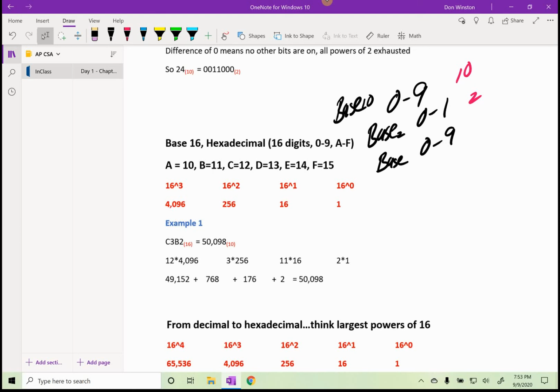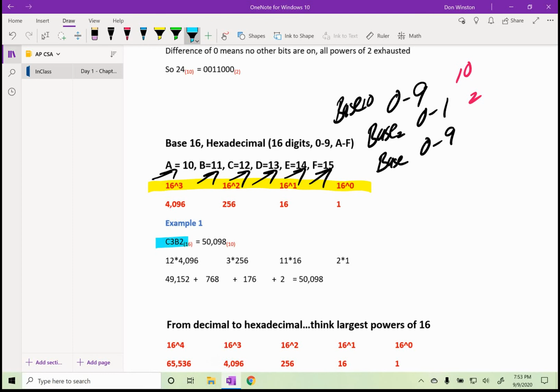Okay, the largest number we have for base 16 is 15, but we're going to use A to represent 10, B 11, C 12, 13 is D, 14 is E, and 15 is F. Okay, but again, we're working with powers of 16, not powers of 2 or powers of 10. All right, so here, let's take a look at this example here.